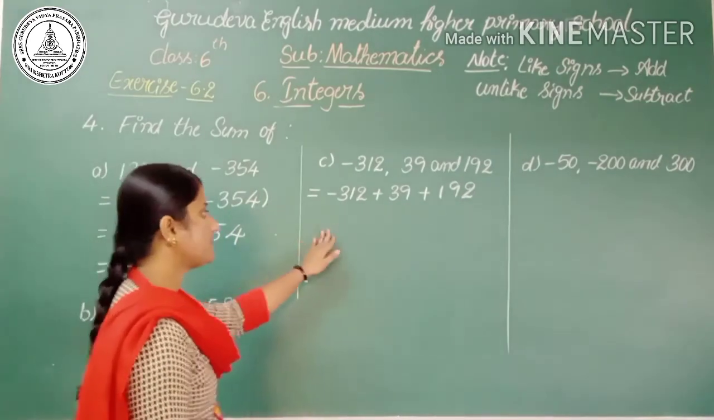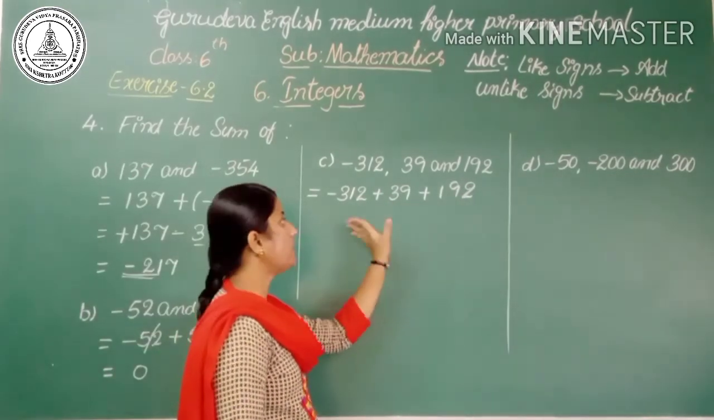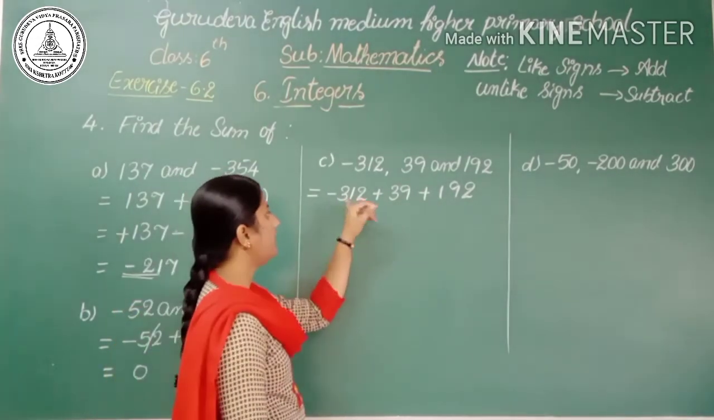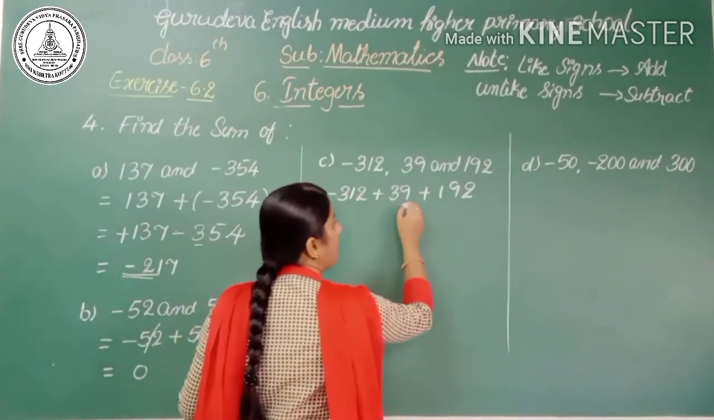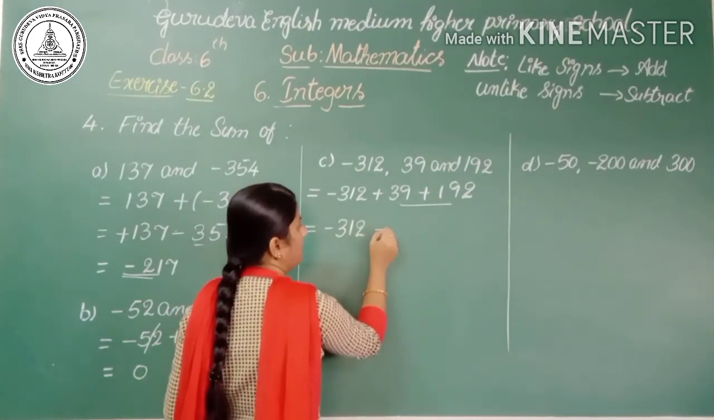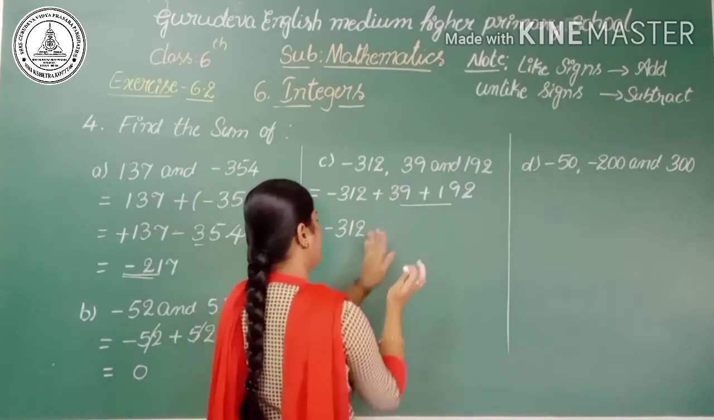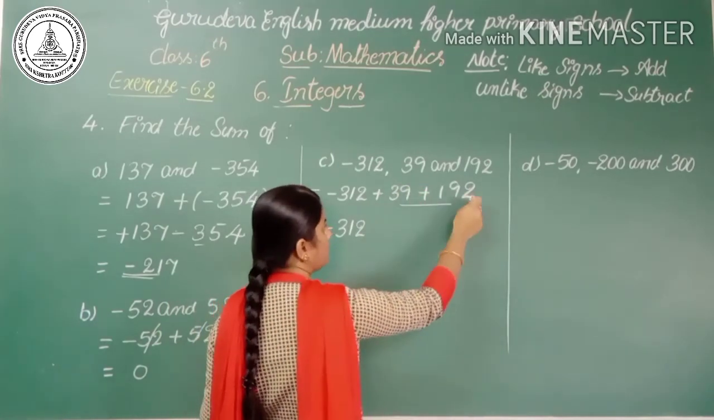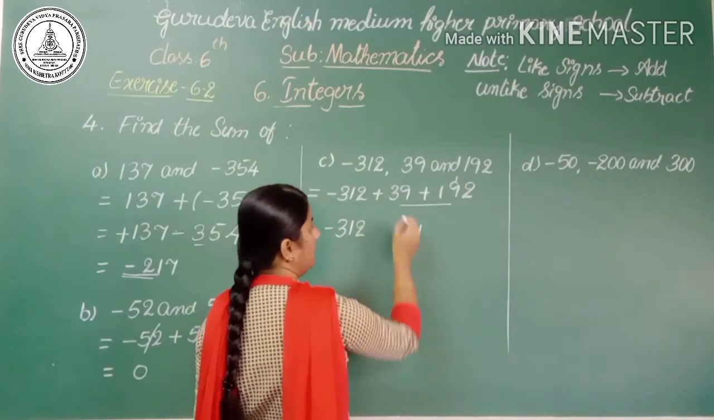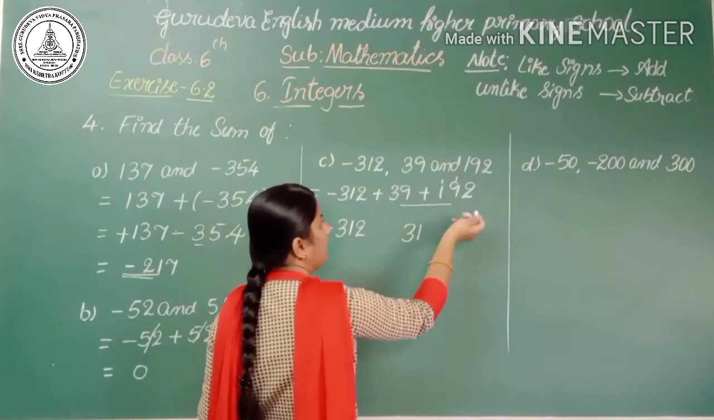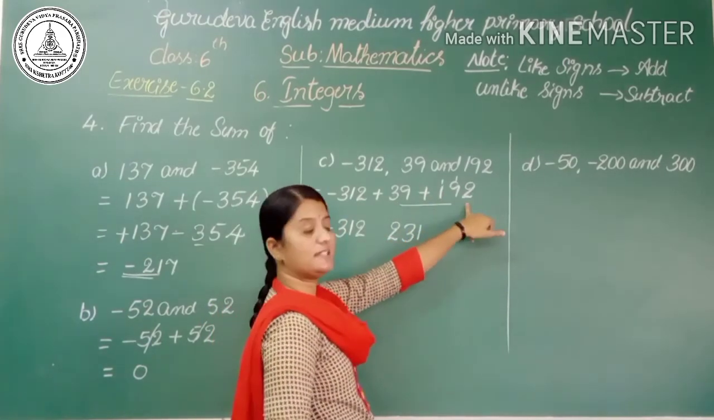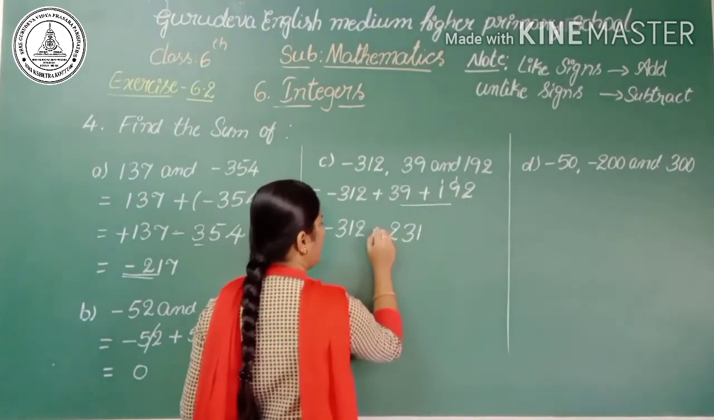So in these cases, if they are giving three integers, first we have to group the positive integers and negative integers. As we can see here, minus 312 is a negative integer. First we have to add the two positive integers, 39 and 192. Minus 312 as it is, plus. Add here: 9 plus 2 is 11, 1 here and carry. Then 9 plus 1, 10, 10 plus 3, 13, 3 and carry. Then 1 plus 1, 2. So in these two numbers, 192 is the greater value, its sign is plus, so we have to keep plus.